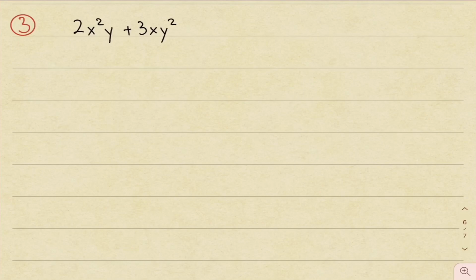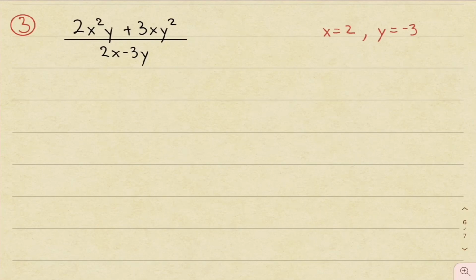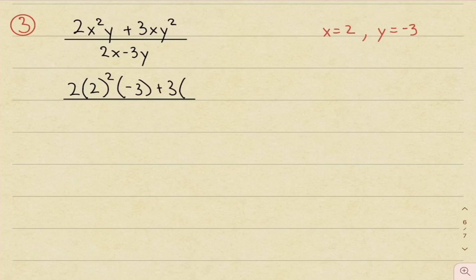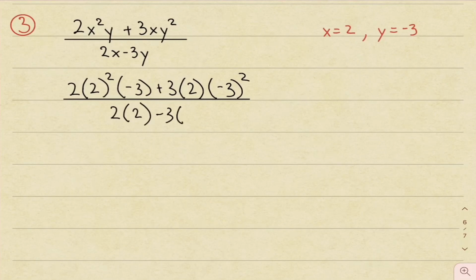Let me do another example. Let's say I have 2x squared y plus 3xy squared over 2x minus 3y, if x equals 2 and y equals negative 3. So I'm going to go ahead and plug in 2 wherever I see x, and then plug in negative 3 wherever I see y. So I have 2 times, instead of x I'm going to write 2 to the power of 2 times, instead of y I have negative 3, plus 3 times, instead of x I have 2 times negative 3 to the power of 2, over 2 times 2 minus 3 times negative 3.